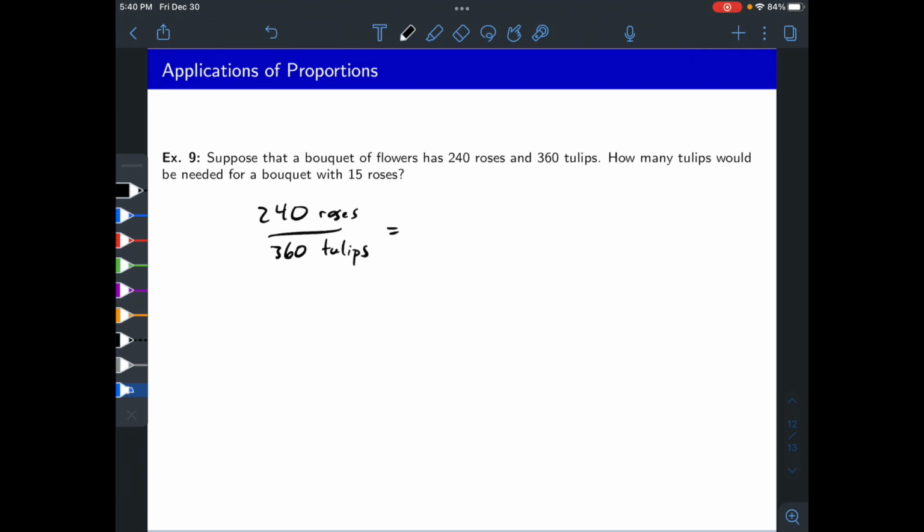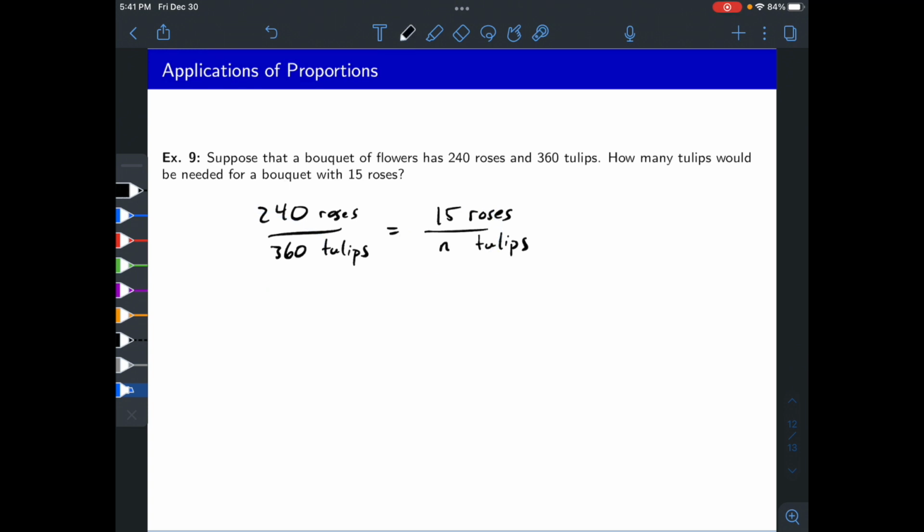This has to be in proportion with our other bouquet. So we need another bouquet that's going to have 15 roses and some number of tulips. Let's use n to represent the number of tulips. You could use whatever variable you want there. And so now we have a proportion going on, and we just need to solve this proportion.